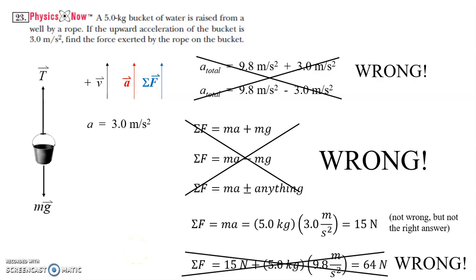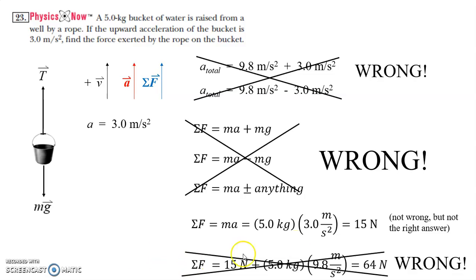Now, the previous one is not wrong, it's just not the right answer, right? So there's nothing actually wrong with finding sigma F as 15 newtons, it's just that that's not what the problem asks you to do. The problem asks you to find a force, the specific force exerted by the rope. That's called tension. And so finding sigma F is not the answer.